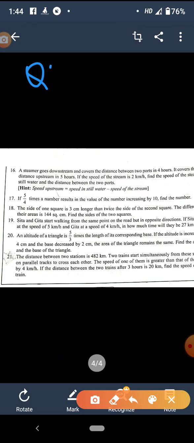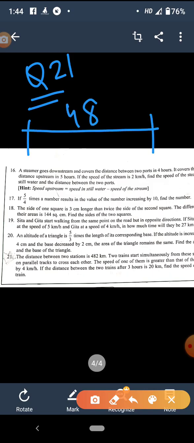And the last question of this exercise, 21, that is the distance between two stations. There are two stations, the distance between them is 482 km. Two trains start simultaneously from these stations on parallel tracks. Okay, and they cross each other. Speed of one of them is greater than the other by 4 km. Let the speed be x. Here the speed is x plus 4 km per hour. And the distance between the two trains after 3 hours is 20 km. The distance is given, that is 20 km after crossing, and the time is 3 hours.